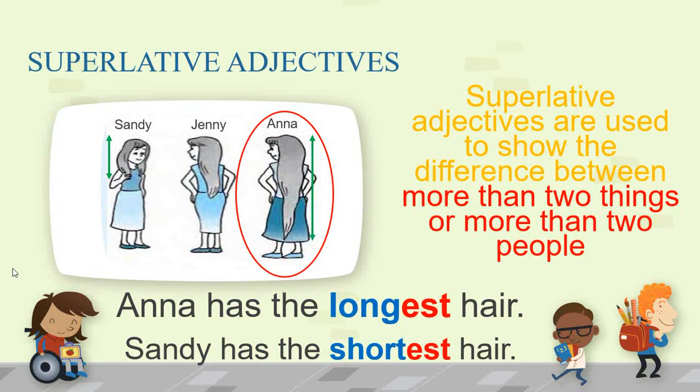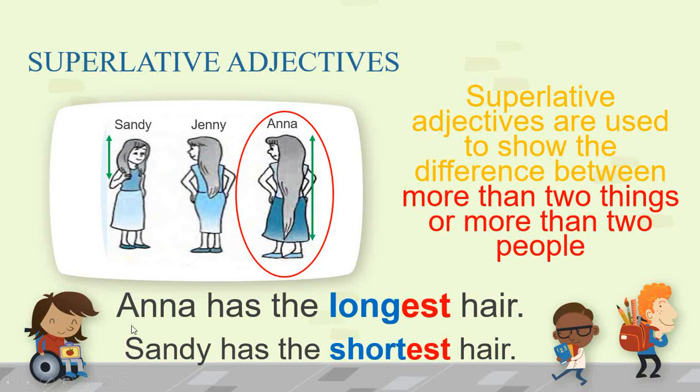Now we're going to learn what a superlative adjective is. Superlative adjectives are used to show the difference between more than two things or more than two people. As we can see, we have three people here. We have Anna, Jenny, and Sandy.